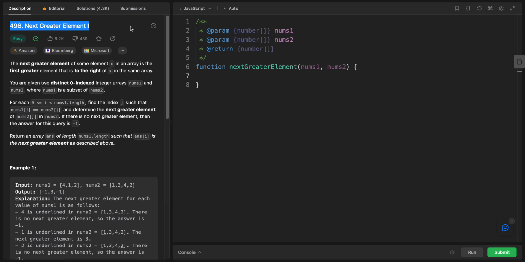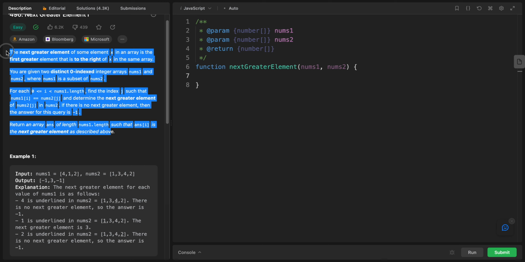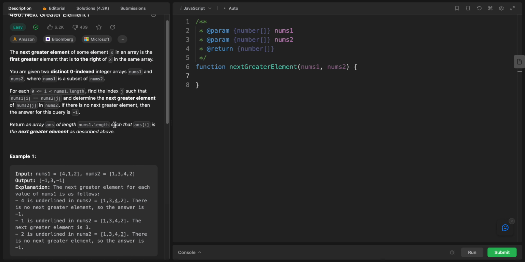Okay, the way they write this problem, it's really trash. I understand the problem, but I read it like 4 or 5 times to understand it, and actually the problem is super easy. So if there's no next greater element, then the answer for this query is -1. If you understand anything of this problem, that's good. That means that you are smart.